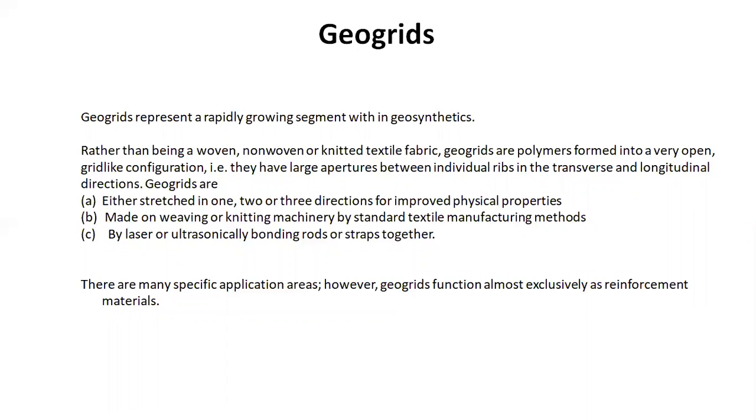In geogrids, the ribs are connected in transverse and longitudinal directions, right? And geogrids are either stretched in one, two, or three directions for improving physical properties, made on weaving and knitting machines by standard textile manufacturing methods. Okay, and that can also be done by laser or ultrasonically bonding rods and straps together.